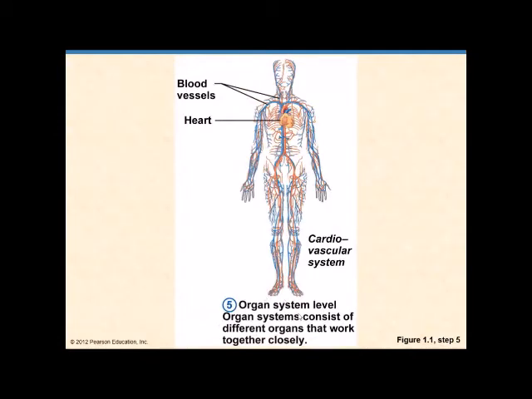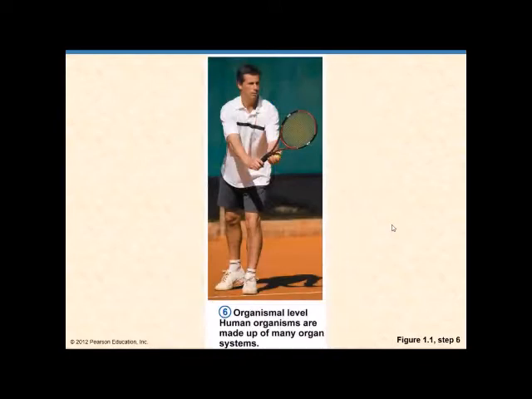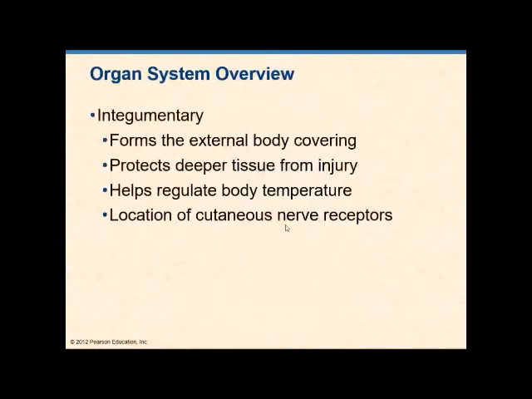Organ systems consist of different groups of organs that work together to do a specific thing. So the cardiovascular system that we're looking at here, its job is to distribute blood. That is the heart that pumps it, the vessels that carry it, the capillaries that exchange gases, etc. And then again, the organism, which is us with all systems put together.